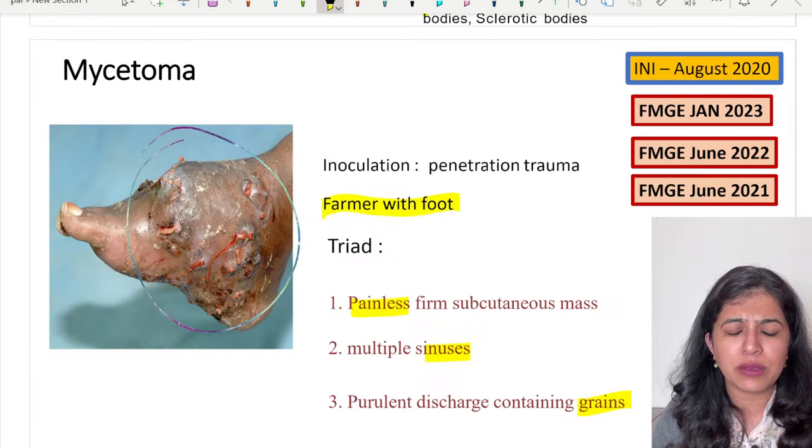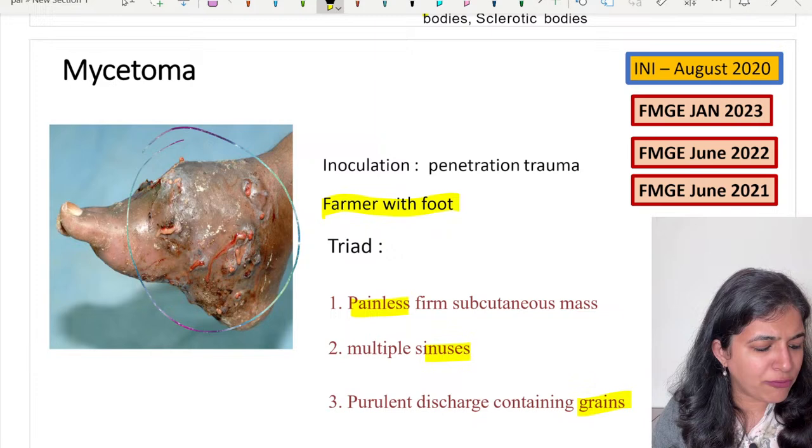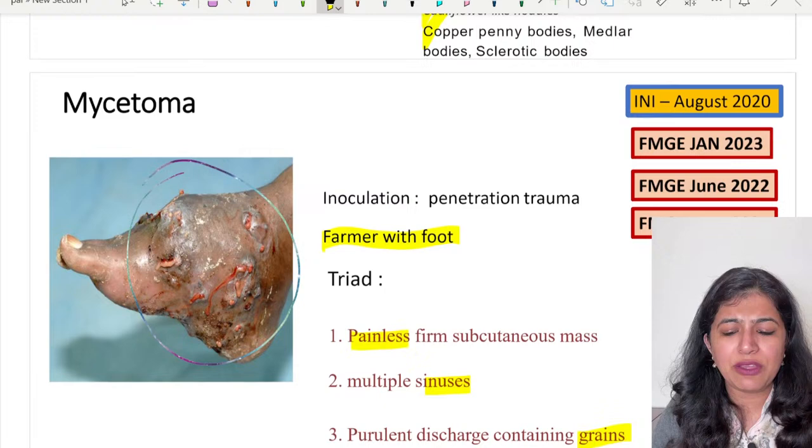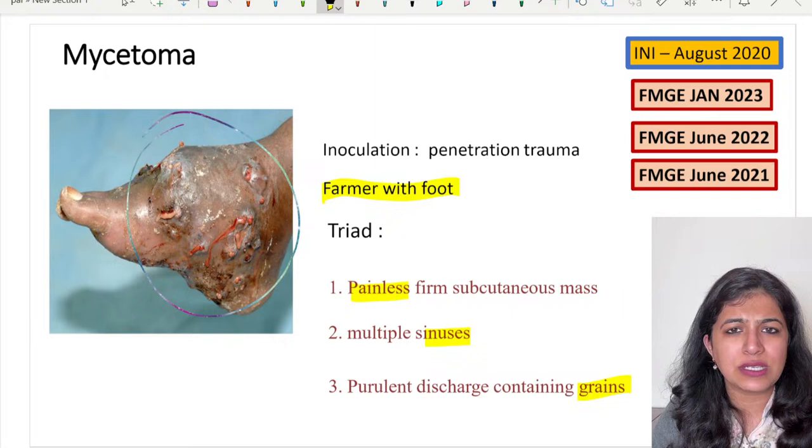Look at the number of red boxes here. It is a very, very favorite question of the FMG exam. Foot swelling with sinuses with discharge. The answer is mycetoma, most commonly caused by Madurella mycetomatis.